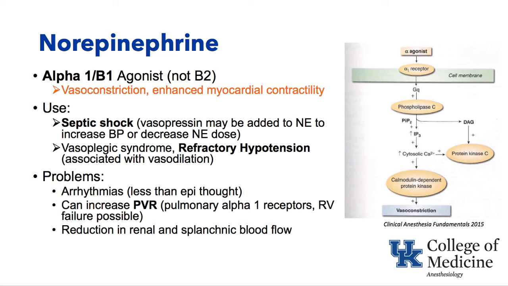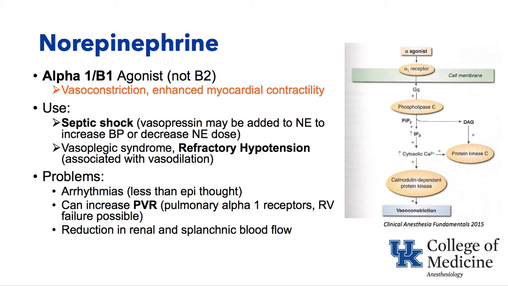There are vasoplegic syndromes that can occur, for example, after cardiopulmonary bypass, in which patients are not responding to catecholamines, and vasopressin may be used instead of norepinephrine in those cases, but norepinephrine may be one of the first drugs to use. There are some problems with norepinephrine. It is a catecholamine that can cause arrhythmias. It's thought to be less than epinephrine, though. It can increase pulmonary vascular resistance. Alpha-1 receptor agonism can constrict blood vessels.